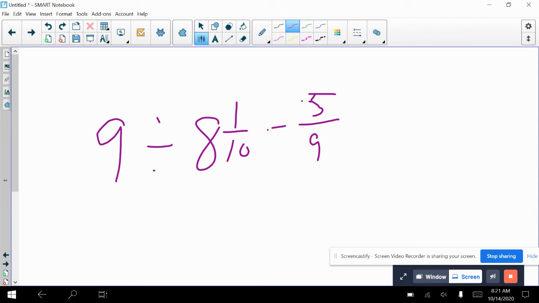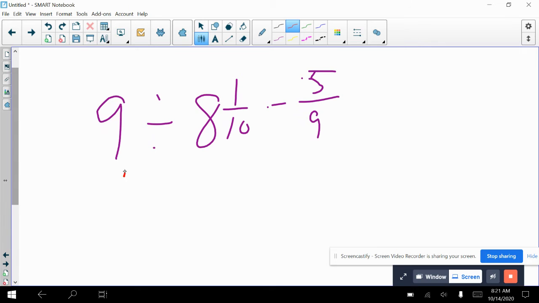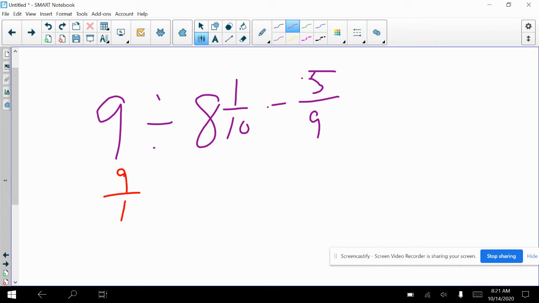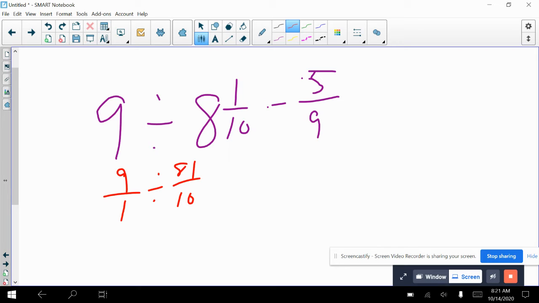That's correct. Okay, so we'll rewrite this. All right, our whole number goes over 1. And now look what we have. 81/10. Okay, anytime you get a big number like that, a big red flag should be going off. Hopefully at some point, I'm going to have to cross reduce because that number is awful big.